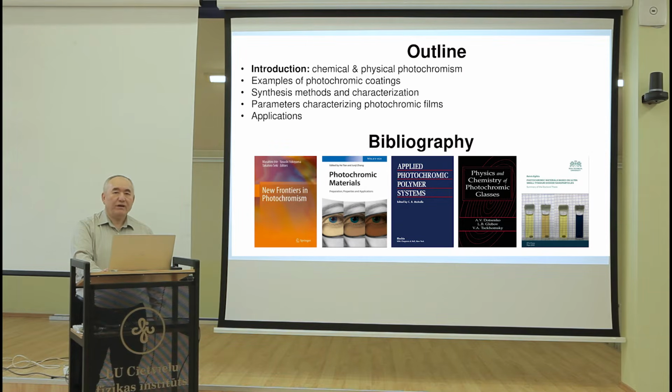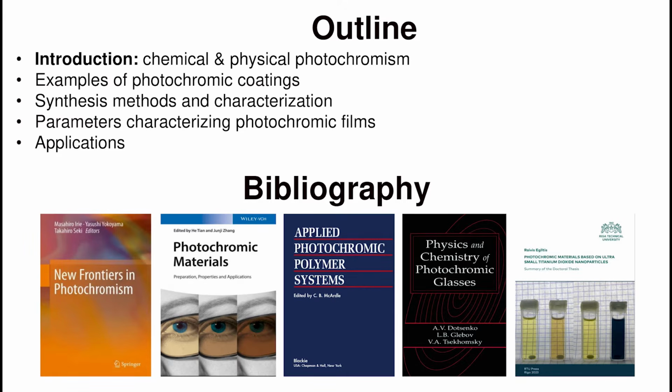You can find a lot of literature online, and there are many published books on this topic. In addition, you can find many review articles or scientific journal articles in many journals. The lecture includes an introduction, where I will talk about chemical and physical photochromism, examples of photochromic coatings, synthesis methods, characterization methods, parameters characterizing photochromic coatings, and possible applications of the photochromic coatings.